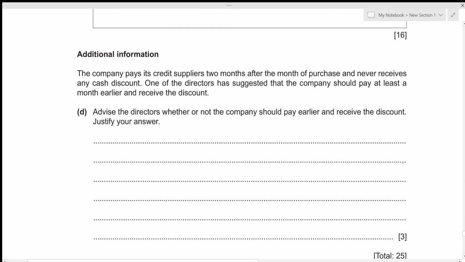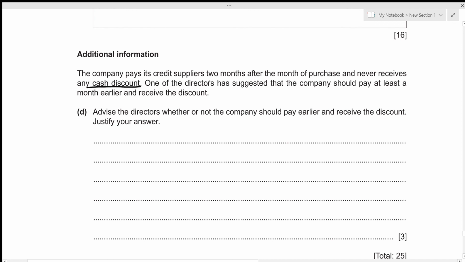Alright, we are given the working section right here. So make sure that you do all of your workings in this particular table instead of scribbling all over the question paper like I did. Alright, we are again given additional information. The company pays its credit suppliers 2 months after the month of purchase and never receives any cash discount.